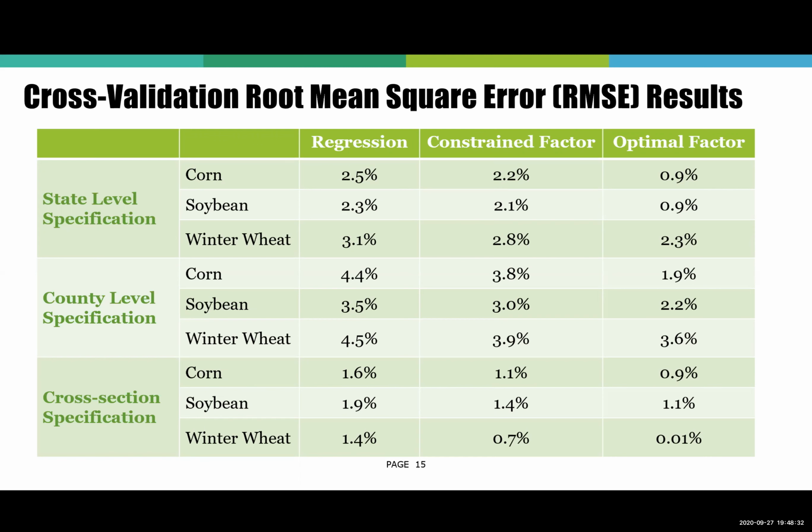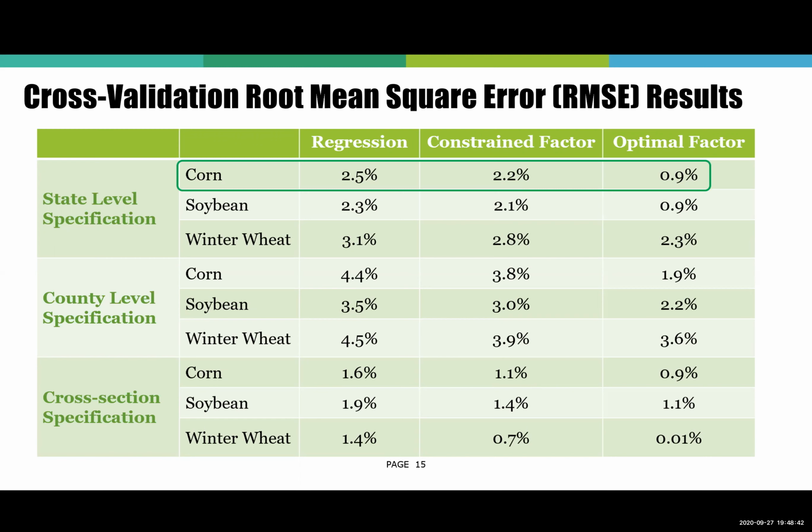The cross-validation results similarly confirm the effectiveness of the proposed dynamic factor model for out-of-sample yield forecasting. For example, if we were to use state specification model to predict corn yield, the benchmark regression model results in 2.5% root mean square error. The suboptimal implementation of the dynamic factor model leads to a slightly lower root mean square error of 2.2%, while the optimal dynamic factor model produces an impressive small root mean square error of only 0.9%.